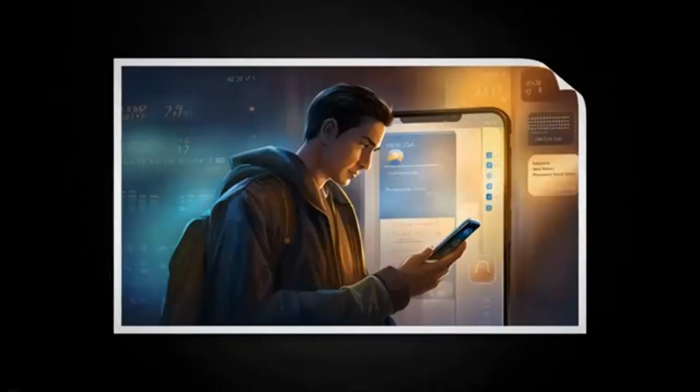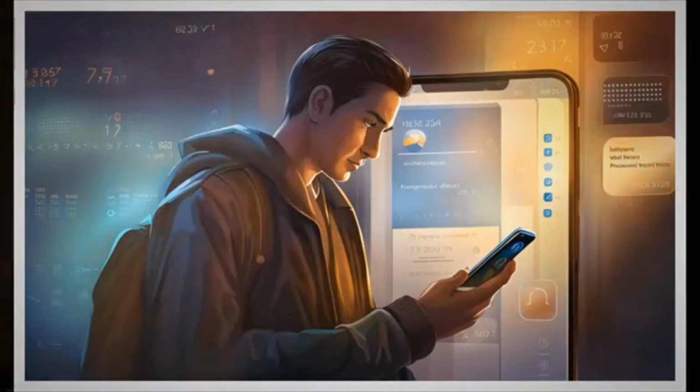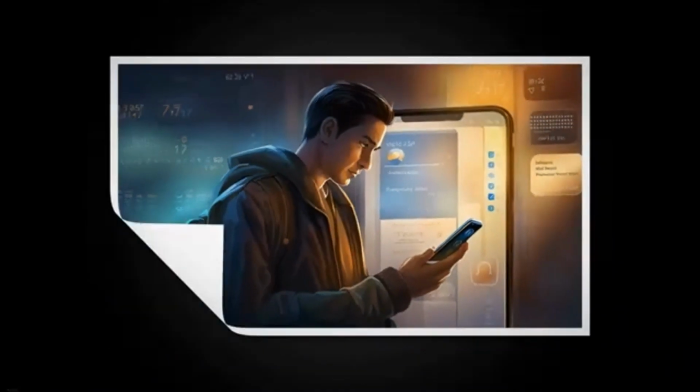In conclusion, private caller identification serves as a method for individuals to withhold their phone numbers from appearing on the recipient's caller ID.